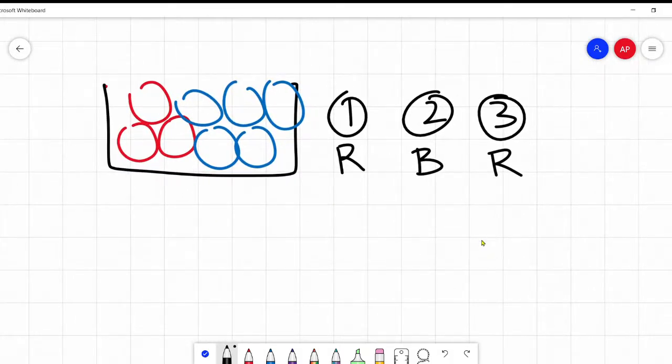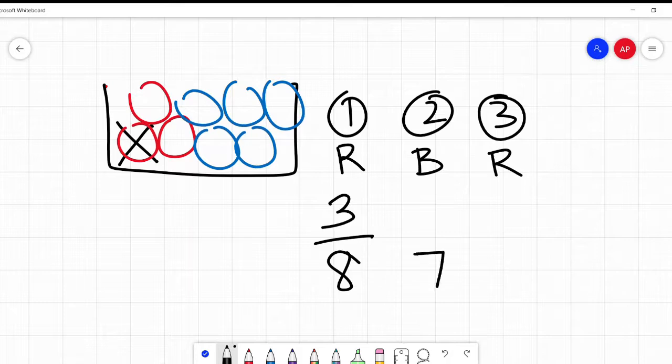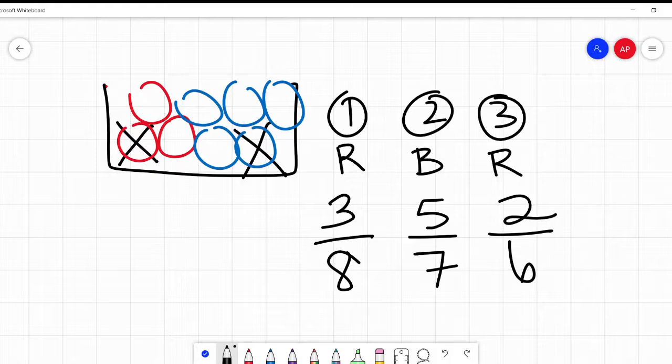Okay, so we count how many balls there are total. There are 8 balls. How many of them are red? 3. 3 out of 8. Now I've taken a red one out, so it's no longer there. Now, second round. What are the odds of pulling a blue one? How many balls are there total? 7. How many of them are blue? 5. Okay, so now I've taken a blue one out. It's out of the mix. Now, what's left? How many balls are there total? 6. How many of them are red? 2. I multiply these together.